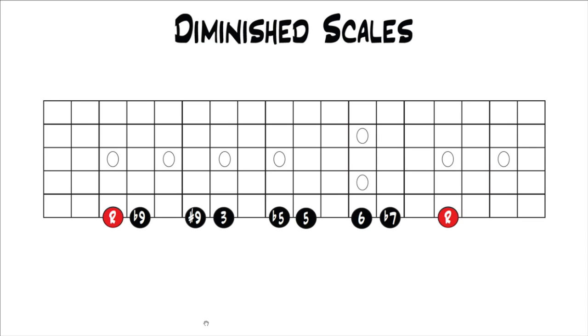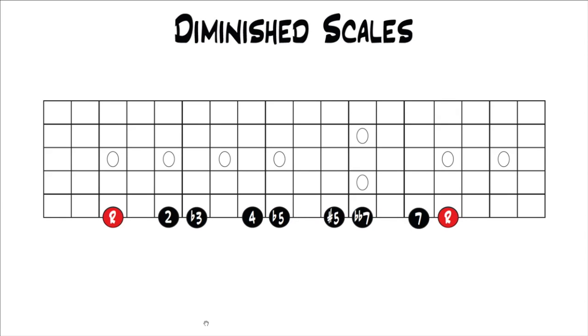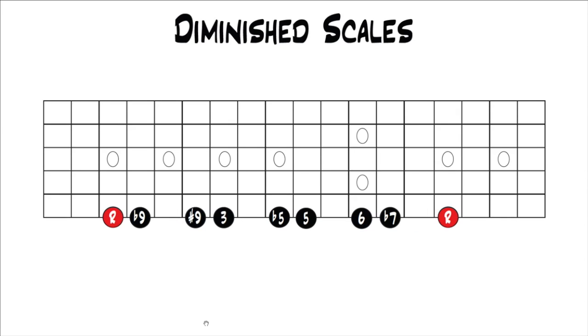So here would be the half whole diminished scale, which would be root, flat 9, sharp 9, 3, flat 5, 5, 6, flat 7. So the whole half and the half whole are both diminished scales, but a lot of times when someone just says diminished scale, they're talking about the whole half. And then another confusing thing, you'll hear symmetrical diminished scale, and a lot of times when someone says that, they're talking about the half whole.